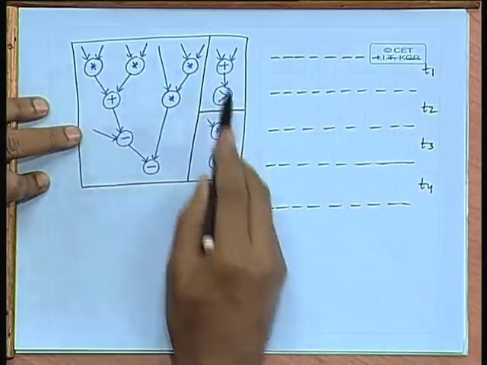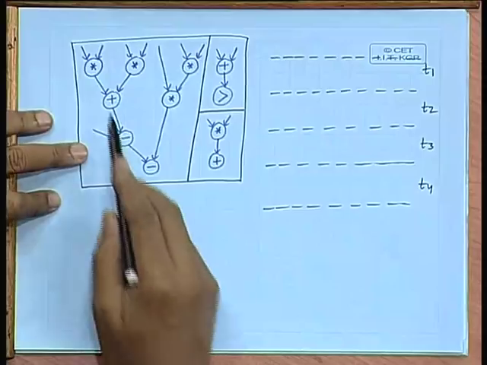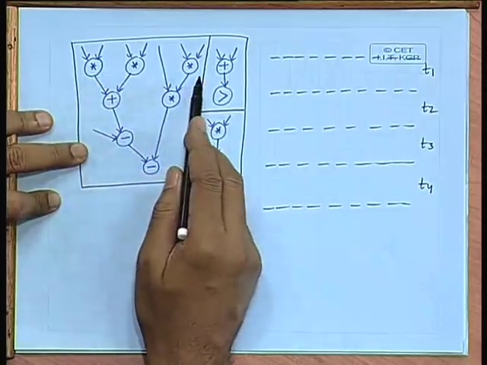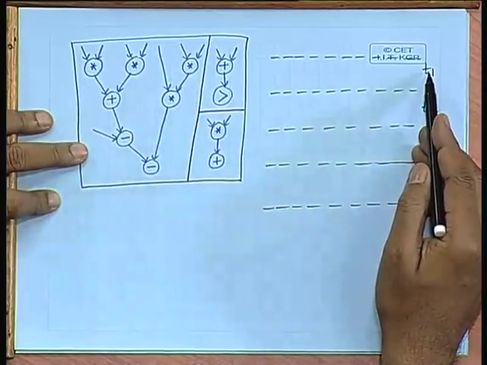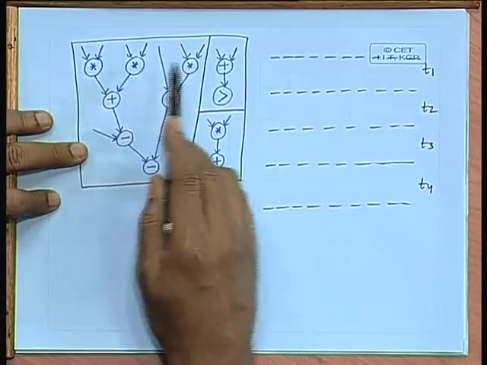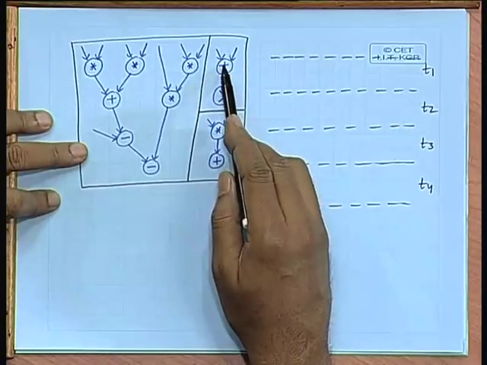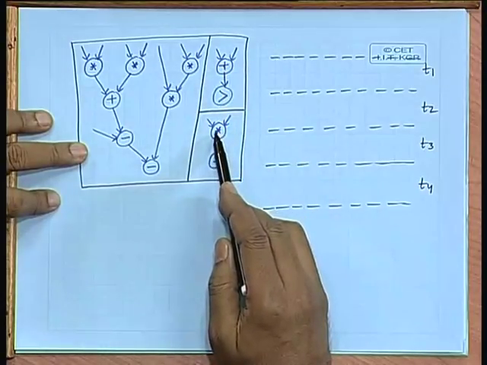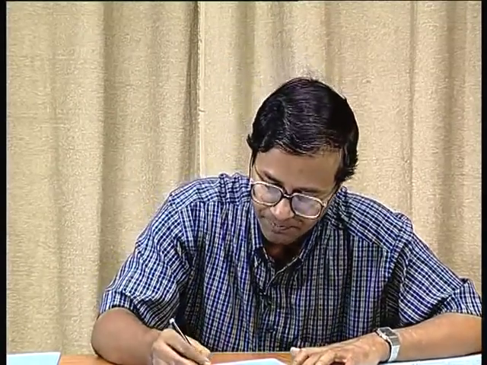You look at this DFG and try to find out what are the operations you can allocate to time step T1. You can say I can allocate 1, 2, 3, this addition 4 and this multiplication 5. So, all these 5 I can assign to T1 because they do not have any other dependencies from the top. So, assign them.